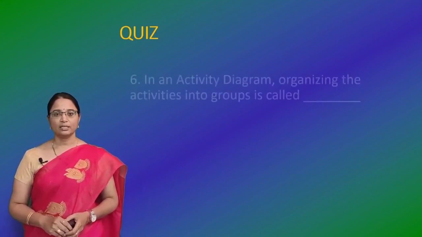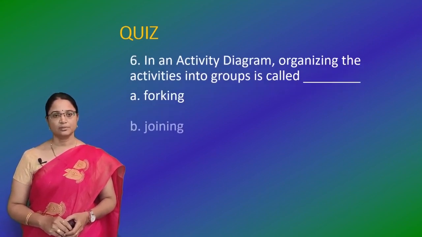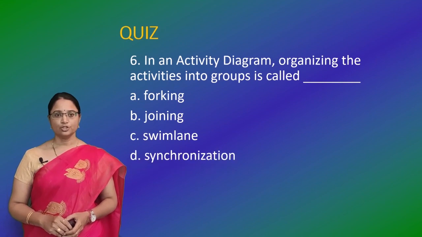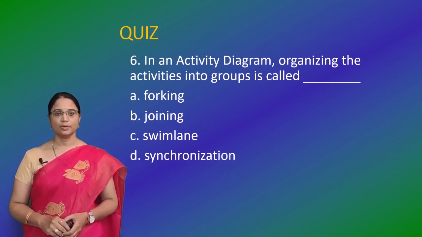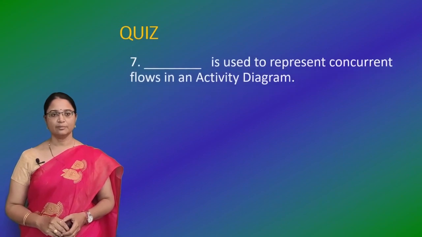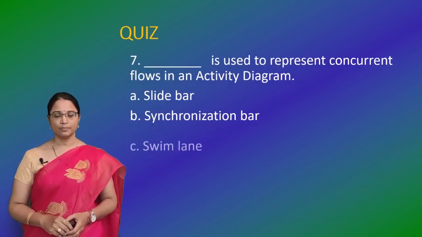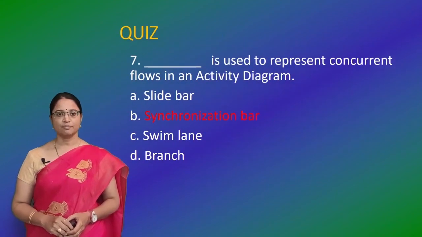In an activity diagram, organizing the activities into groups is called: forking, joining, swim lanes, synchronization. Option C, swim lane. Dash is used to represent concurrent flows in an activity diagram. The options are slide bar, synchronization bar, swim lane, branch. The answer is synchronization bar.